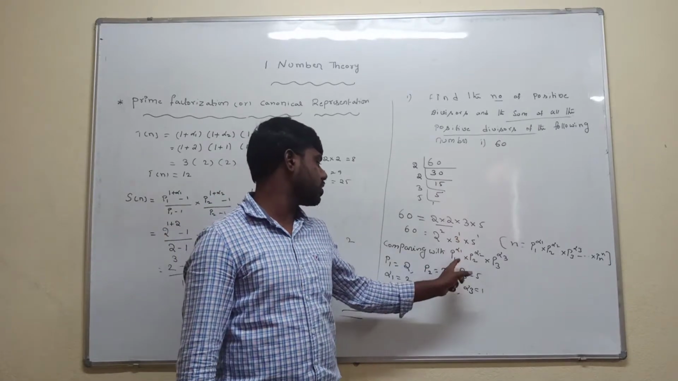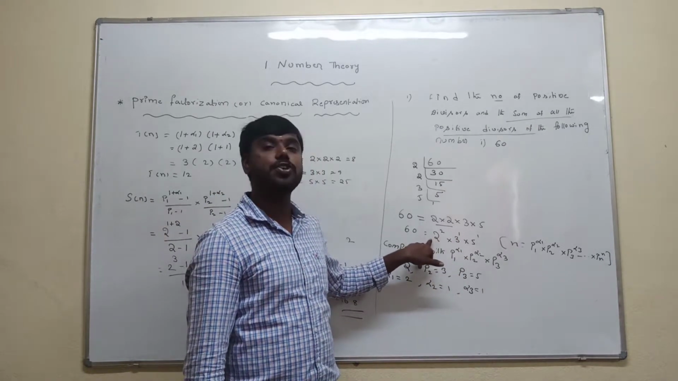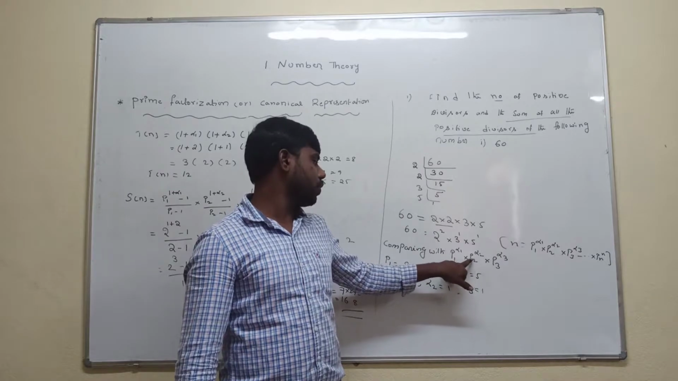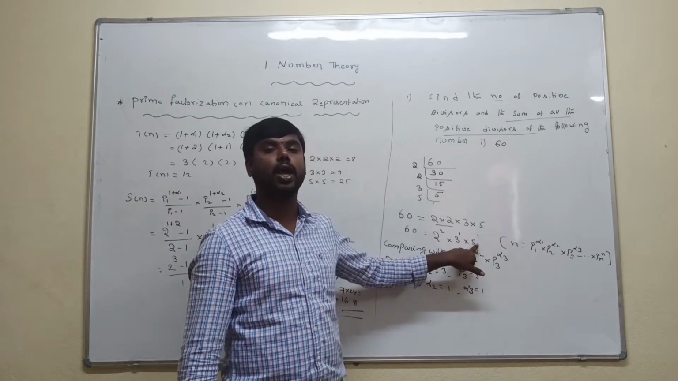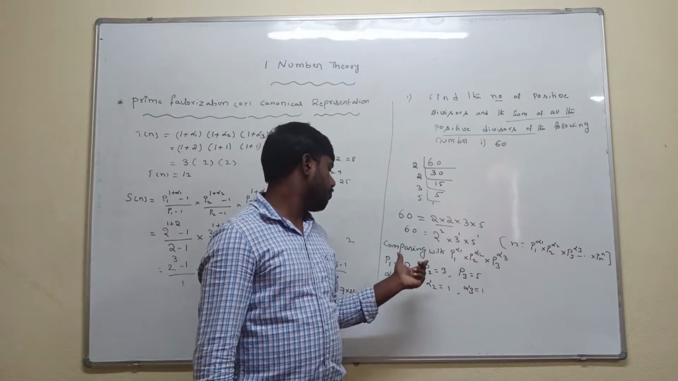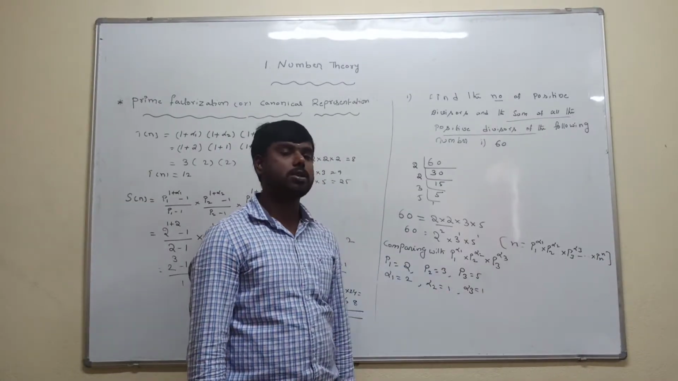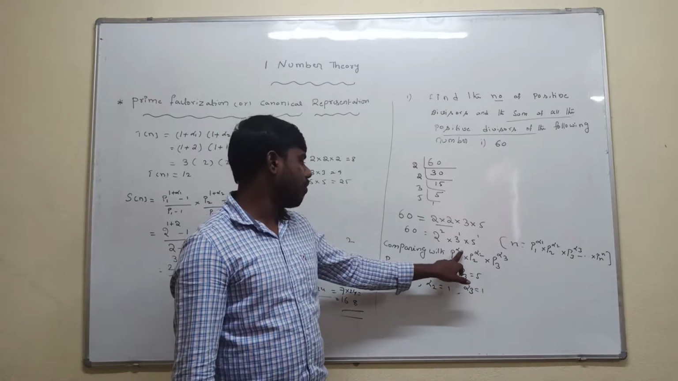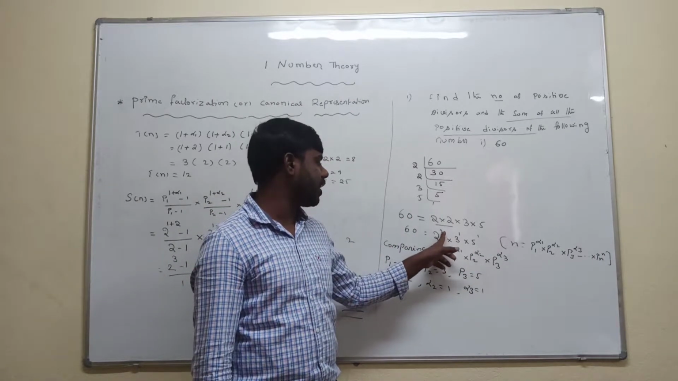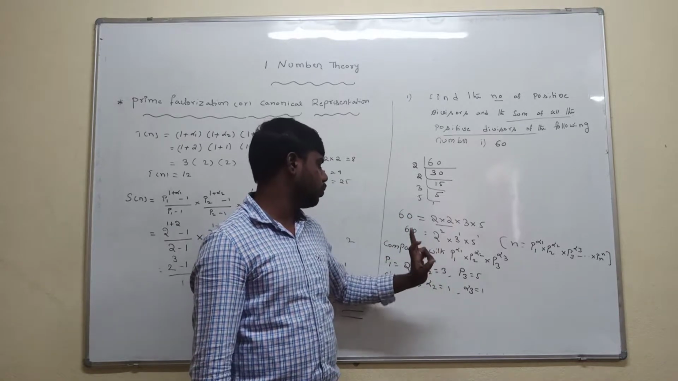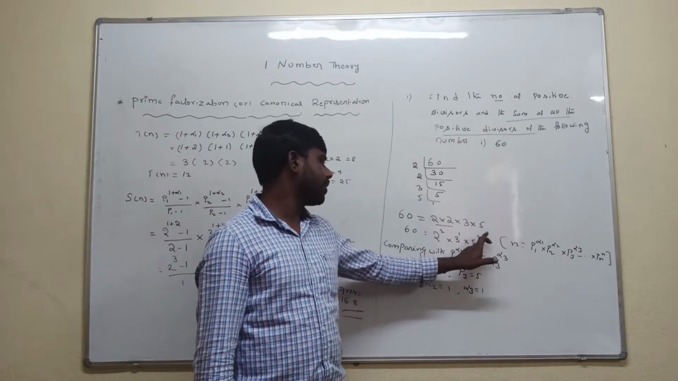Now comparing with this one, in place of p1 what is the value there? 2. In place of p2? 3. In place of p3? 5. Now p1, p2, p3 are called prime numbers, and alpha 1, alpha 2, alpha 3 are called power elements. What is the first power element here? 2. That's why alpha 1 value is 2, alpha 2 value is 1, alpha 3 value is 1.